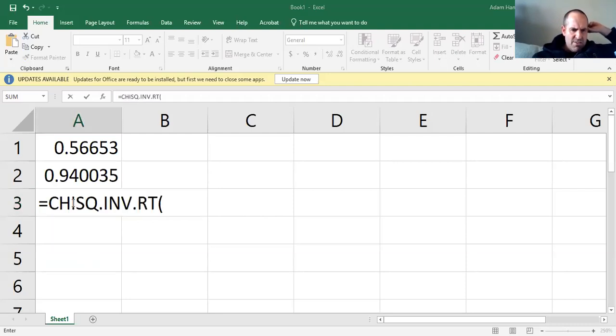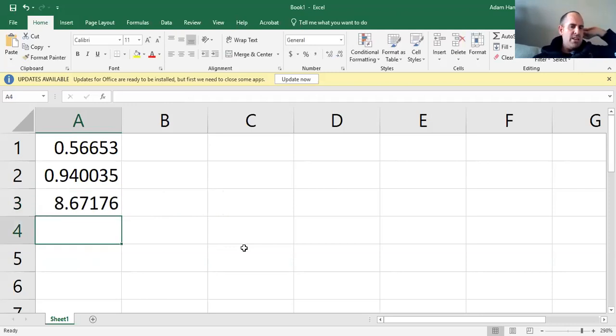So what do we have here? What probability do I want to the right of this? Well, I want 0.95. It's very carefully telling you it's talking about the right tail. And degrees of freedom, 17 in this case. And I get 8.67176.